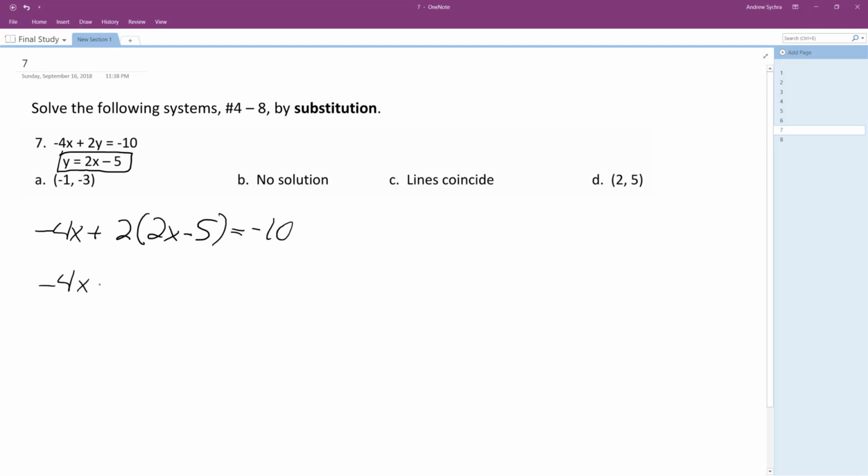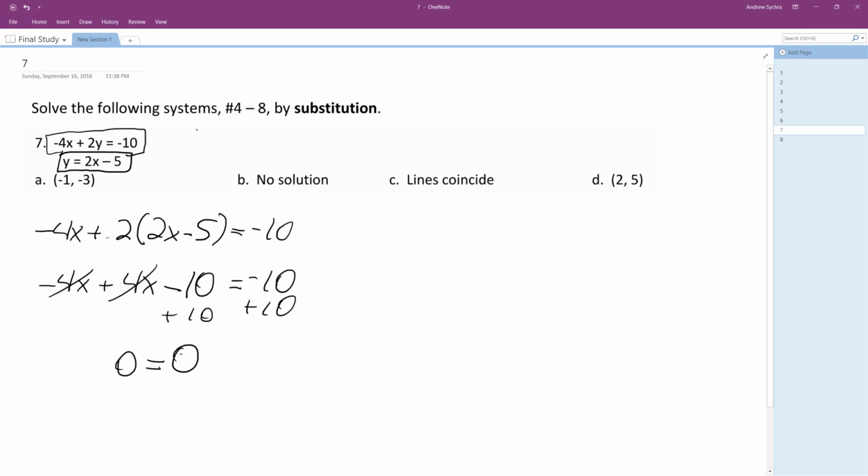Negative 4x plus, and I'm going to distribute the 2 now, so 4x minus 10 is equal to negative 10. Uh-oh. So I'm going to combine both terms, so the 4s cancel out, and I add 10 to both sides. I get 0 is equal to 0. So wait a second here. What happens, I think this is going to be lines coincide.